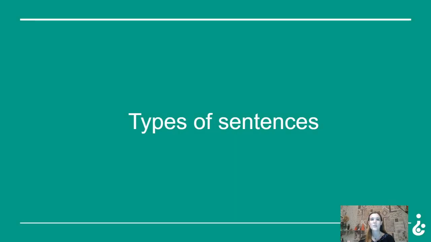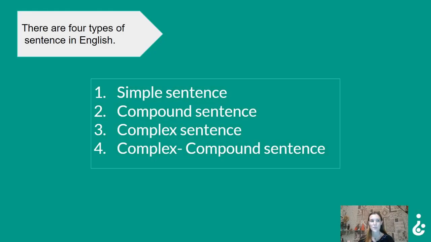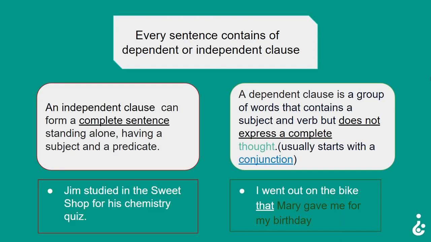Okay, now let's talk about types of sentences. There are 4 types of sentences in English: simple sentence, compound sentence, complex sentence, and complex compound sentence. Every sentence contains dependent or independent clauses.